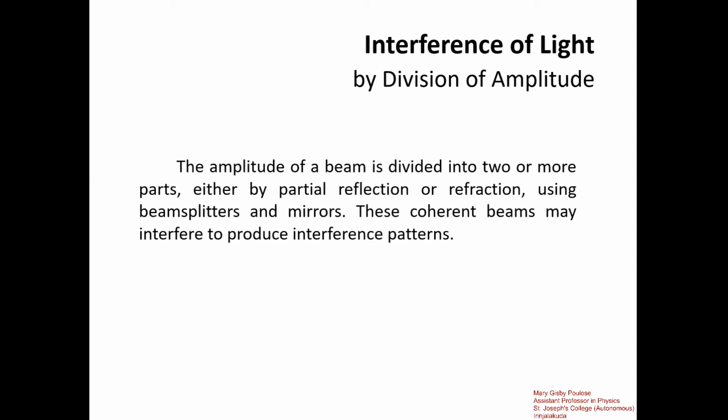Now, to produce the interference of light by division of amplitude, the amplitude of a beam is divided into two or more parts. It is achieved either by partial reflection or refraction, making use of beam splitters and mirrors. So a single beam is divided into two. Its intensity, or its amplitude, is divided. The resultant beams, since they are achieved from the single incident beam, are coherent beams, and when they are made to interfere, we get an interference pattern.